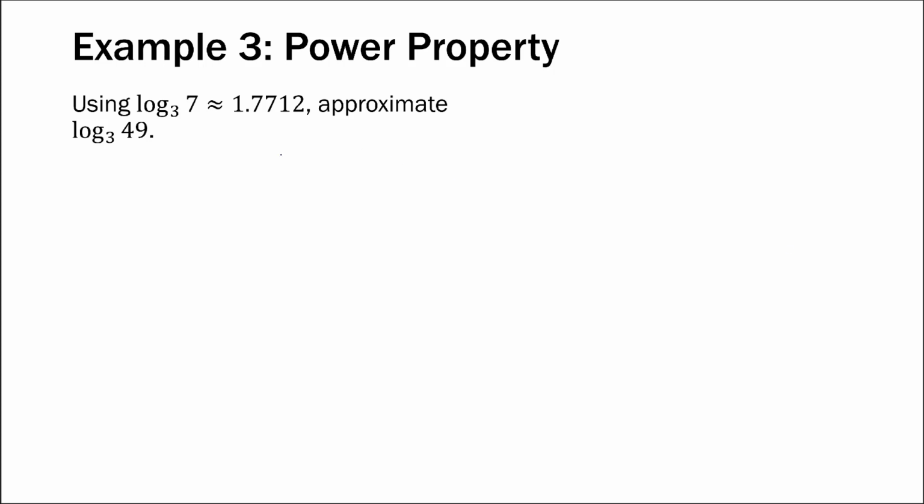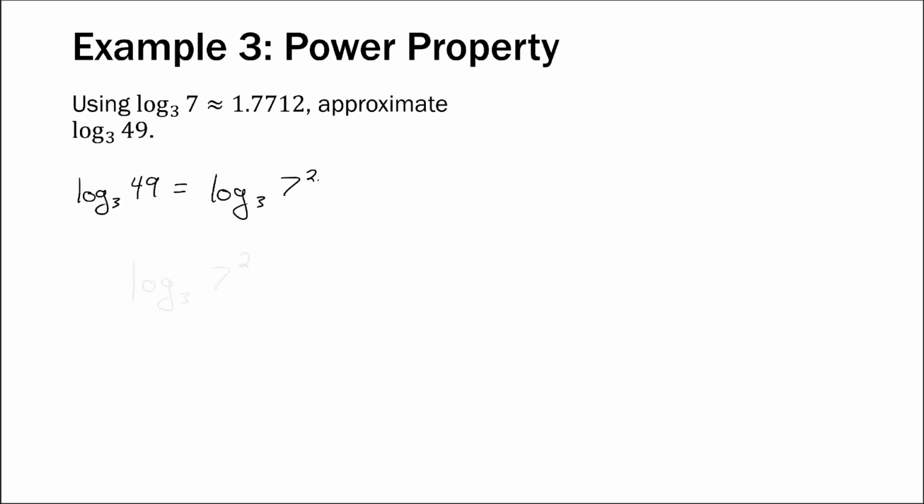Okay, again, we're given log base 3 of 7 is approximately 1.7712, and we're asked to approximate log base 3 of 49. So again, we want to rewrite this 49 in terms of 7 if we can, which is easy enough for us because 49 is equal to 7 squared. So I'm going to rewrite this as log base 3 of 7 squared.